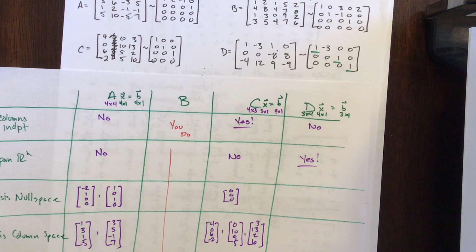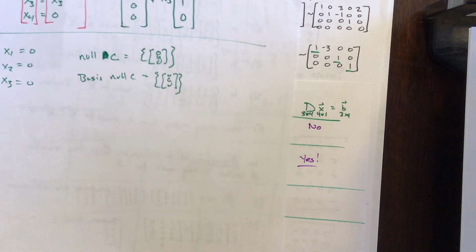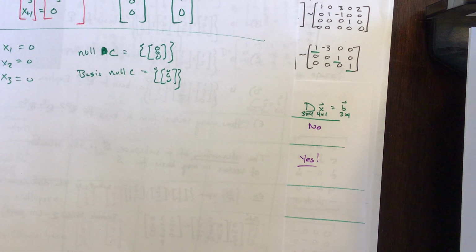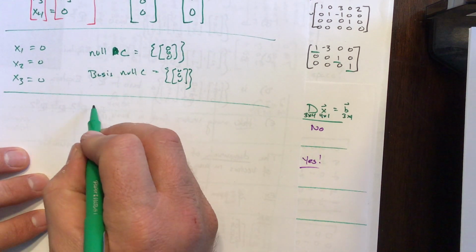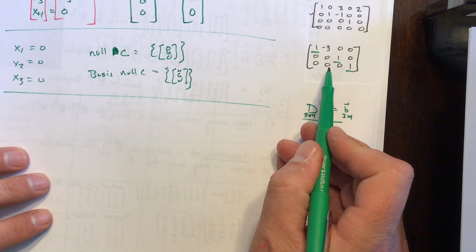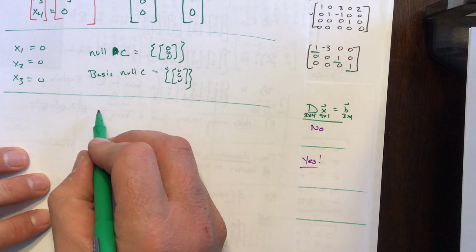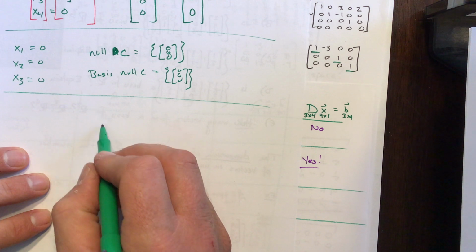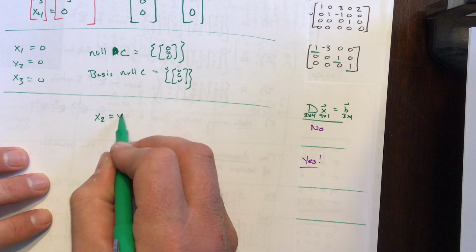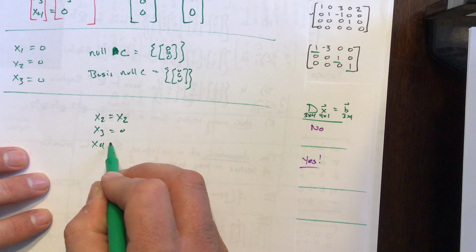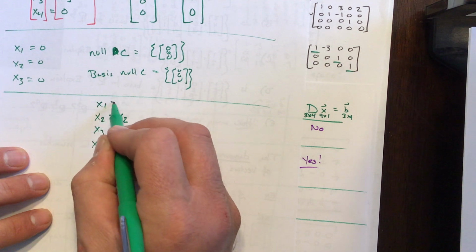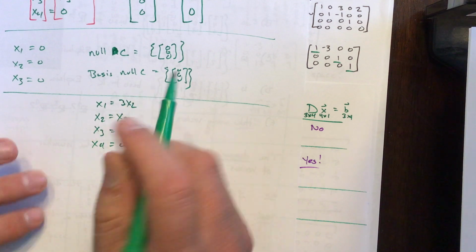Okay, we pull out a scratch piece of paper again. Look at the viewing window. Make sure I'm writing in an area where you can see. You look at the reduced row echelon form for the matrix D. So you get x2 to be free, x3 has to be 0, x4 has to be 0, x1 has to be 3 times x2.